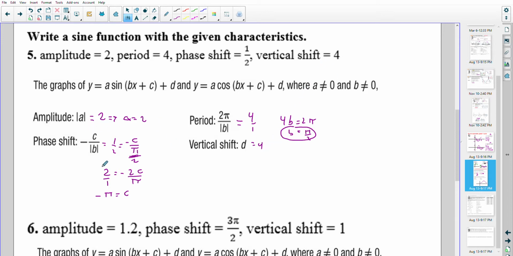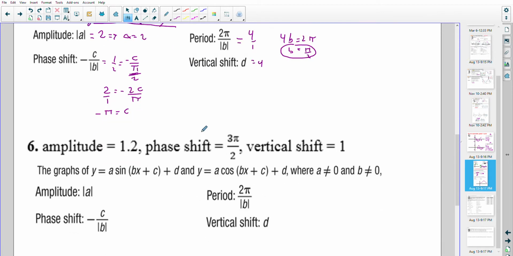Now that you've identified your A, B, C, and D, you can rewrite the equation. Y equals your A, 2, sine. B is pi over 2. C is plus minus pi, so you would copy the plus down, and minus pi would be minus pi. And then your D would be 4, and that's going to be your answer.